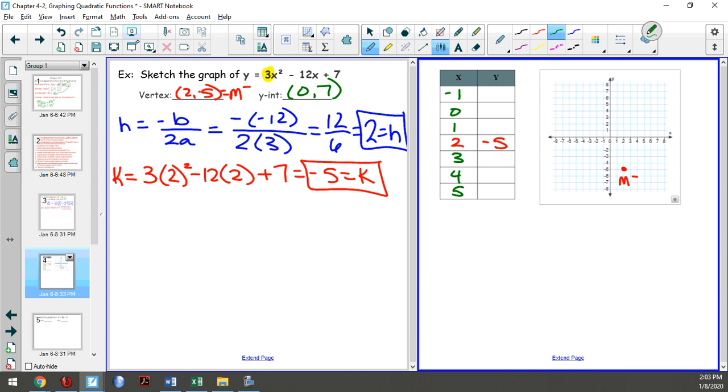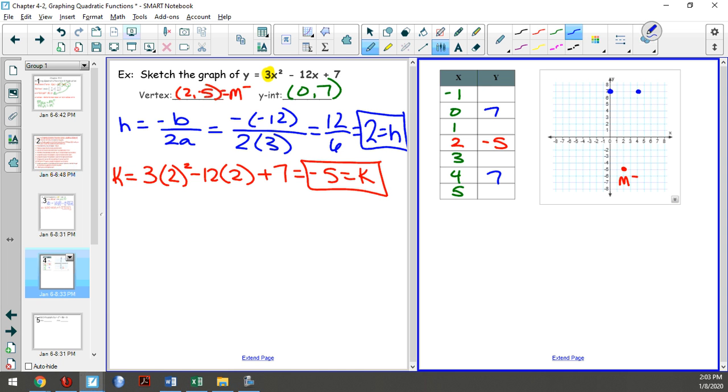Now, according to this, what point do I already know? (0, 7). So I am simply going to put (0, 7) here. According to the symmetry that I just talked about, what other point has a height of 7? 4 is 2 units away from 2, as well as 0 is 2 units away from 2. So therefore, both of them have to have the height of 7. Do we understand that? So I'm going to plot the ordered pair (0, 7), and I'm going to plot the ordered pair (4, 7). Yes? Do you see the symmetry?